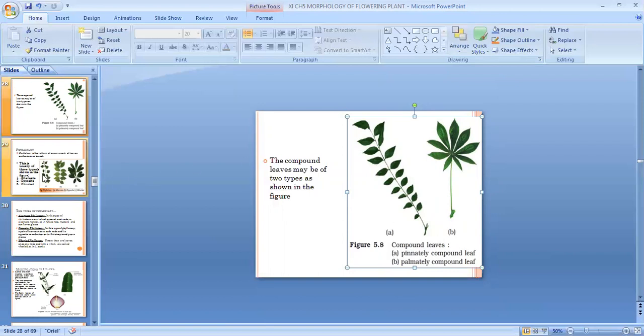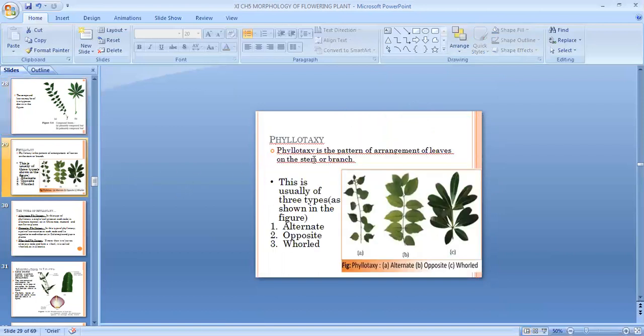Now let's come to the next part, that is phyllotaxy. What is phyllotaxy? It is the pattern of arrangement of leaves on the stem or branch. It is of three types, either alternate, opposite, or whorled. Alternate phyllotaxy is when a single leaf arises at each node. You can see only one single leaf arising from each node. And this is commonly seen in China rose, mustard, and sunflower plants.